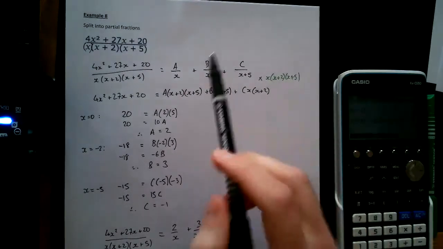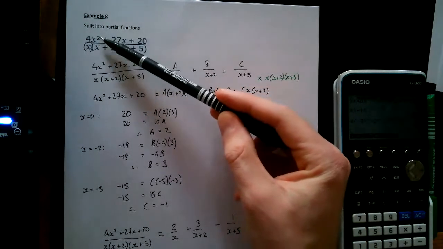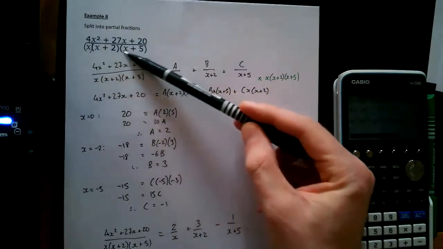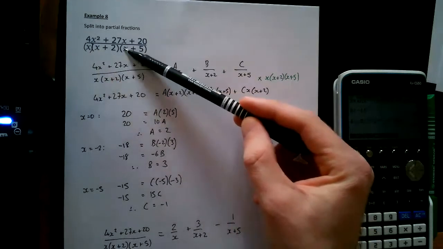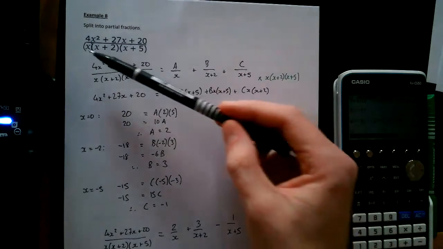And it's only working because if I look here, the degree of the top, so the degree is the highest power, so the 2 is less than the degree in the bottom, so that would be x cubed. 2 is less than 3. So next we'll look at what happens when that's not the case.